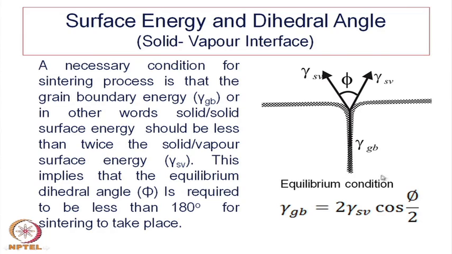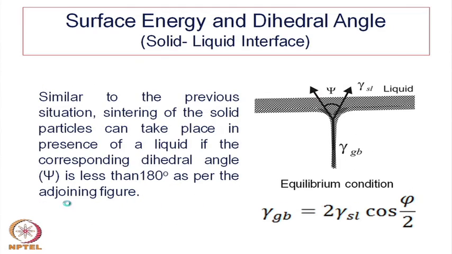So, these values of the gamma GB, grain boundary surface energy, and the solid vapor surface energy, these two terms are certainly important to determine whether the sintering process will proceed or it will not sinter at all. So, that is purely from the surface energy point of view, and surface energies have a very important role to play in the sintering process. That was for solid state sintering.